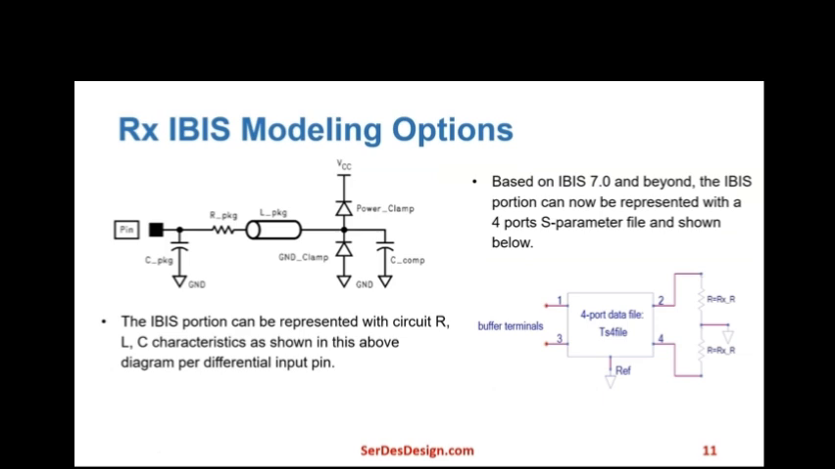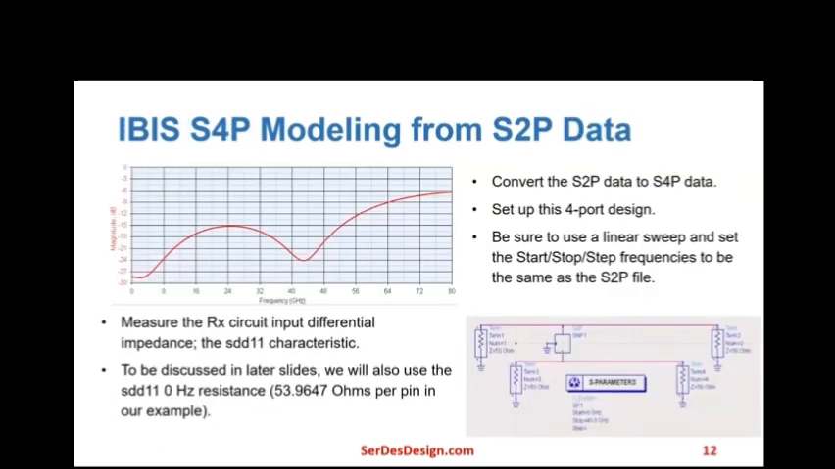This approach is a full fidelity approach that will accurately represent the Rx circuit input impedance facing the differential channel. My experience has shown that most Rx SerDes circuit designers cannot easily separate out the S4P data from the output buffer of the Rx circuit. Fortunately, the Rx IBIS S4P data can be obtained from S2P data. I've used this approach for my customers for many years. All that is required is to measure the Rx input differential reflection coefficient. This is called the SDD11 characteristic.